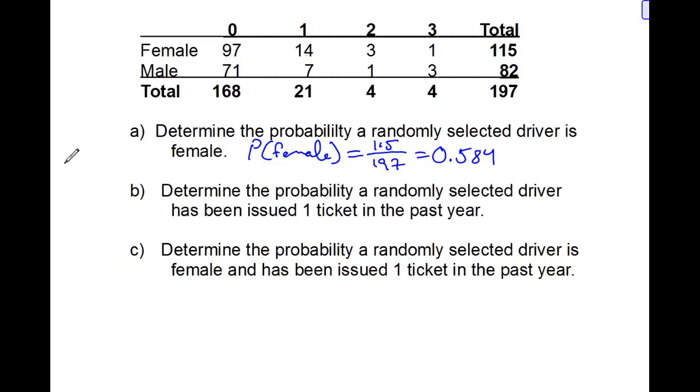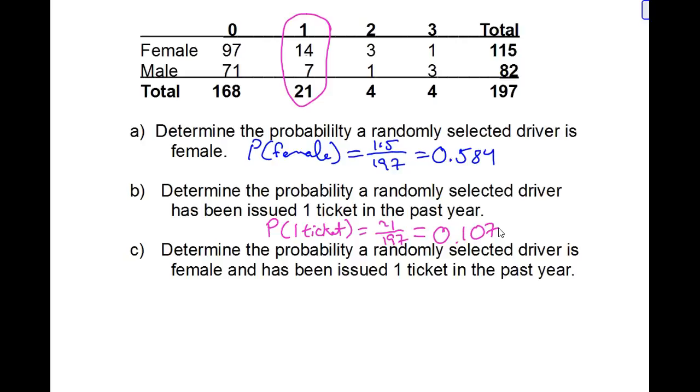Okay. So then I want to look at the next one, part B. Determine the probability that a randomly selected driver has been issued 1 ticket in the past year. So now we're looking at 1 ticket in the past year. So the probability of 1 ticket is equal to the total number of 1 ticket, which is 21, out of the total number, which is 197. So the probability that a randomly selected driver has been issued 1 ticket in the past year is going to be equal to 0.107.